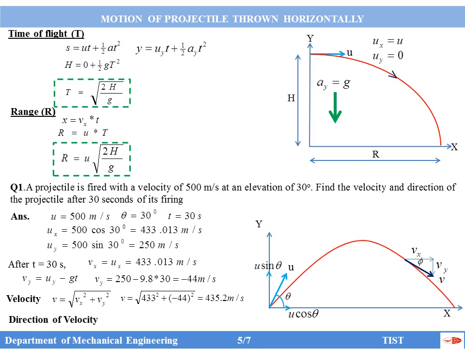Now how will you find out the angle phi? Angle phi is simple, the direction of velocity is simple. Tan phi is vy by vx, right? Vy by vx, vy, you need to take only the magnitude, because I already represented phi in the graph, so you need to take only the magnitude. Okay, so 44 divided by 433, tan inverse of that value, you will get the phi as 5.8 degree.